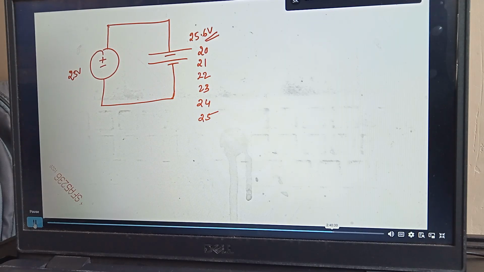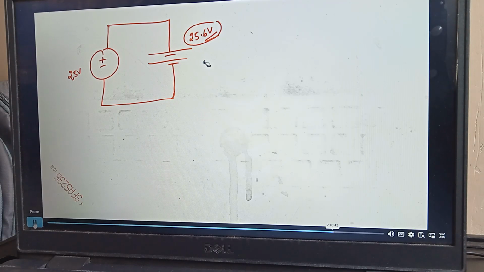So my question is, whenever I make 8 cells of 3.2 volt in series, I'll get 25.6. Now let's say I'm charging from 25.6. That's my question. If the battery is 25.6 and your charger is 25, the current will not flow.